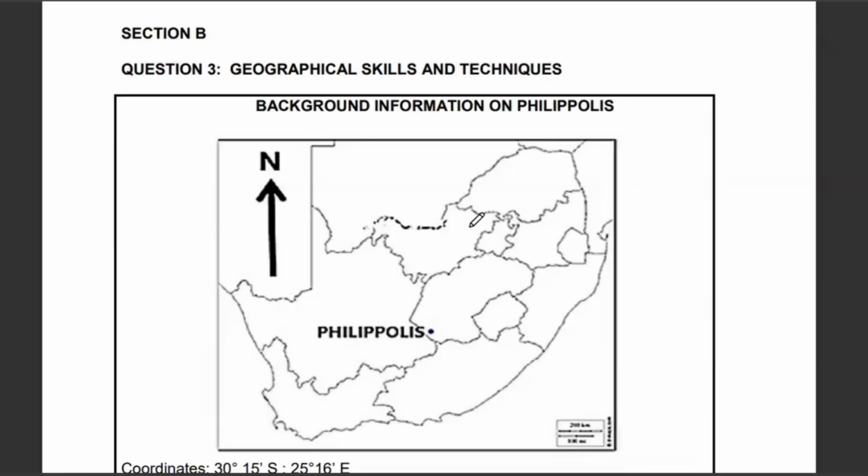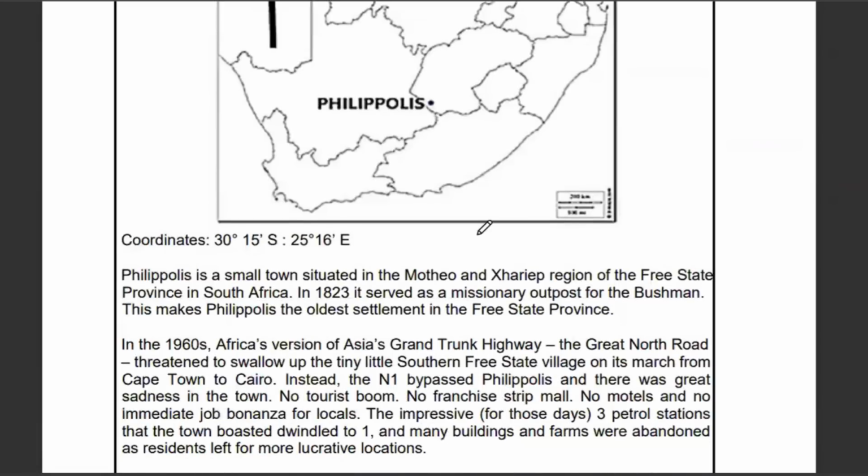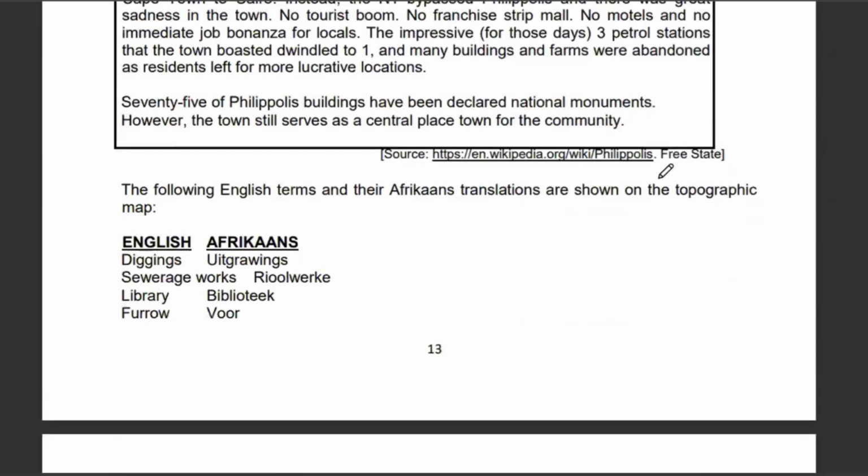This is our map for Philippolis. Then the map information provided here and the coordinates. We must also go through the information. The map information will help you in answering some of the questions. You cannot ignore the map information as you are doing the map question, because there are some questions that might be asked based on the map information which is provided. And then let's go to our questions.